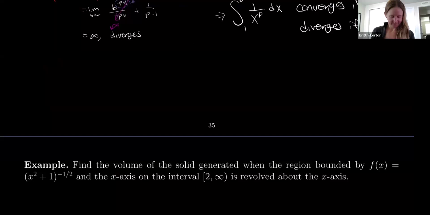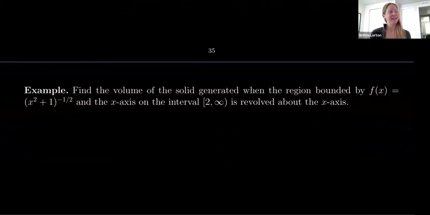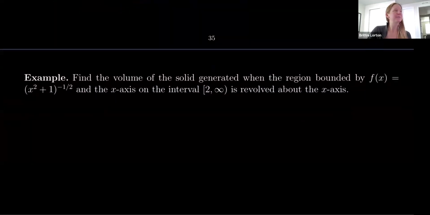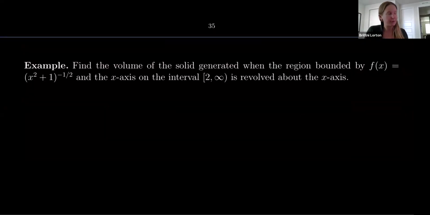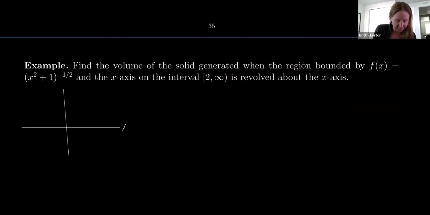All right. Let's do another example. All right, so now we have a little bit more. Find the volume of the solid generated when the region bounded by f of x equals (x squared plus 1) to the power of -1/2 and the x-axis on the interval from 2 to infinity is revolved around the x-axis. So just like we did in chapter 2, when you're trying to find the volume of anything, draw a picture. Step 1 is to draw the picture.